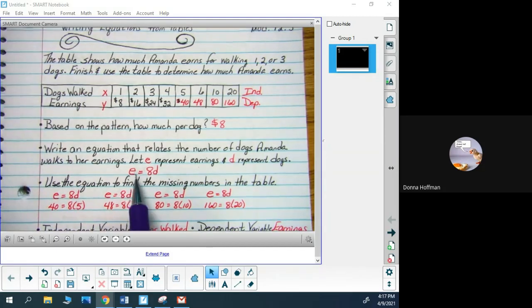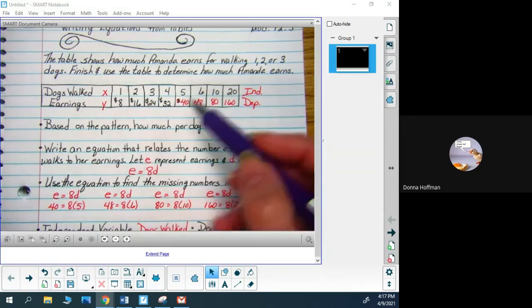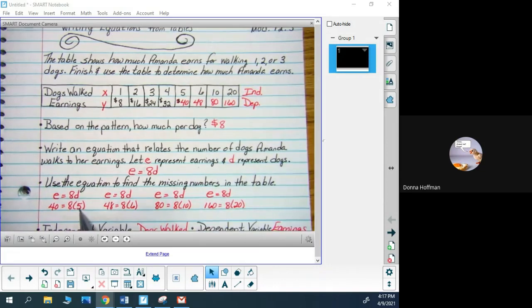Okay, so we write the equation E equals 8D. And the $8 means dollars, and the D means dog, and E means earnings, the money you're going to make. So we're going to use the equation to find the missing numbers in the table. Of course, we already have those because I already wrote them in red. But what you do is you write that equation every single time, and then you plug in those numbers. So for the 5, that's why 5 is plugged in here.